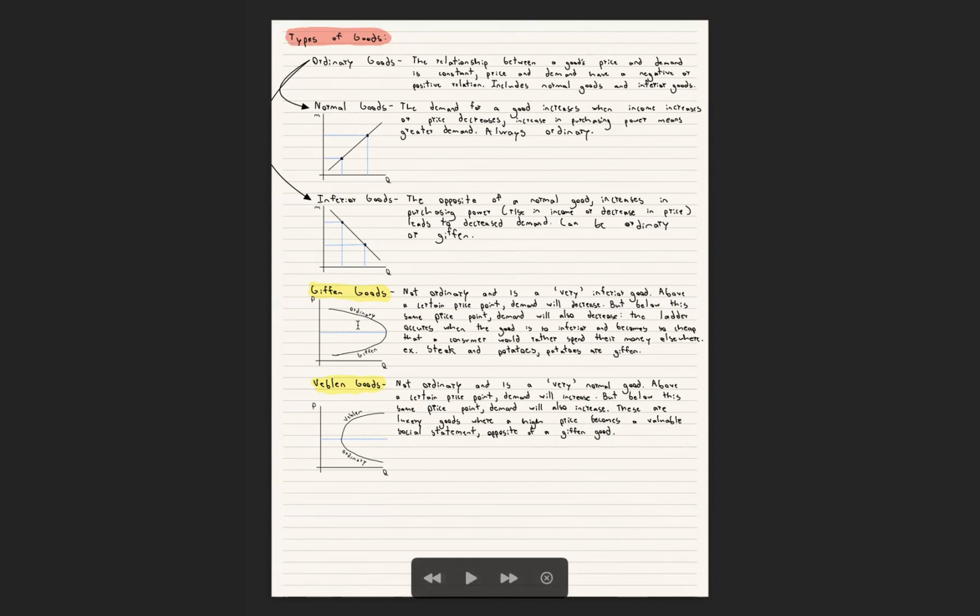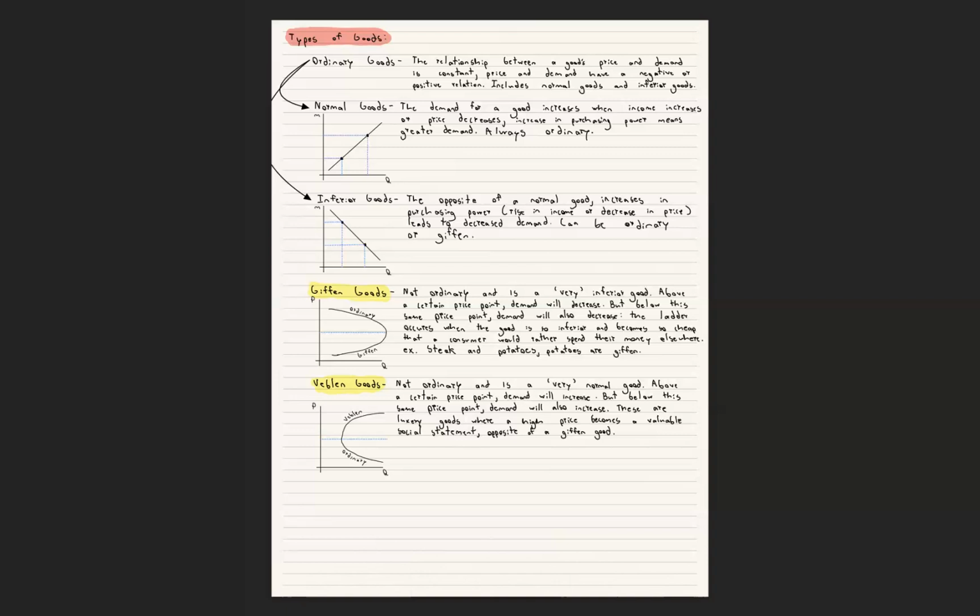You'll notice the Giffen and Veblen goods are distinctly different. They look very odd. A Giffen good is not ordinary and is a very inferior good. Above a certain price point, demand will decrease, but below this same price point, demand will also decrease. The latter occurs when the good is inferior and becomes so cheap that a consumer would rather spend their money elsewhere. So an example would be steak and potatoes here. That's the typical example that I don't know if Lanyard gave you, but Lincoln always relied on. The potatoes are going to be a Giffen good.